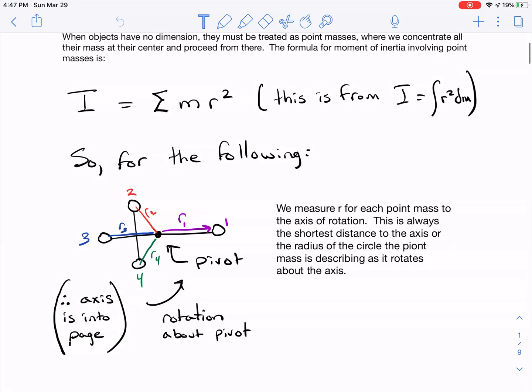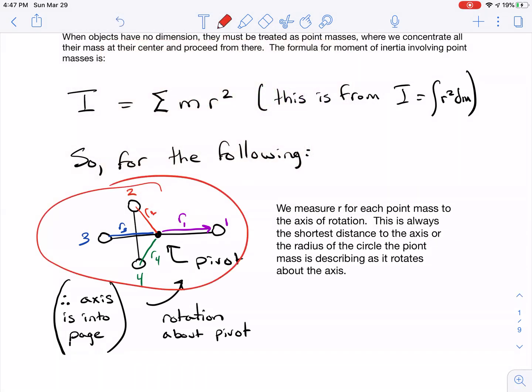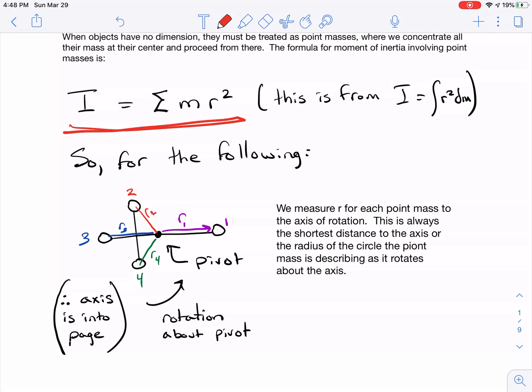So I've drawn a little picture down here where we have our system consisting of 4 different point masses, and those are going to be arranged in such a way around a pivot that we need to figure out what is the distance from the pivot to figure out moment of inertia. For this, remember, we're using the idea that I for point masses is mr squared. This comes from the always true statement that I is always equal to the integral of r squared dm. But for point masses, it simplifies to mr squared.